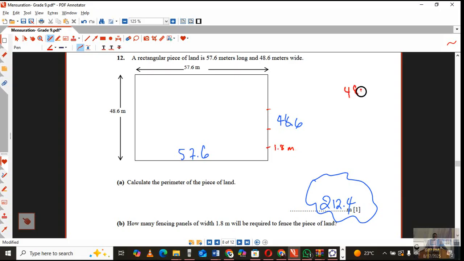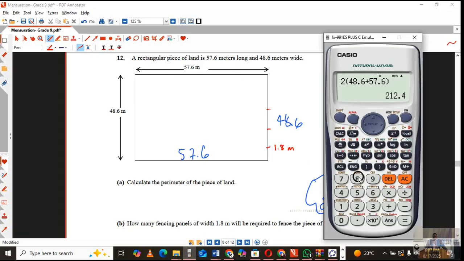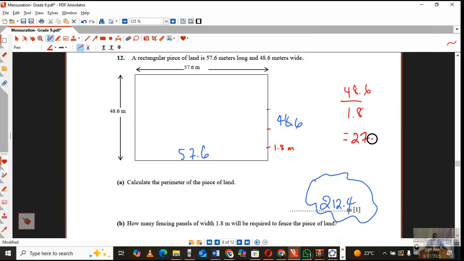So if you take 48.6 and you divide by 1.8, okay, that should tell you how many should there be on the width. So 48.6 divided by 1.8, that tells you you have got 27. So you'll have 27 over here. You'll have another 27 over there. Okay, right. 27 on the width.